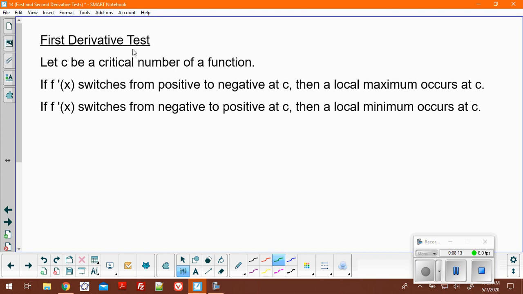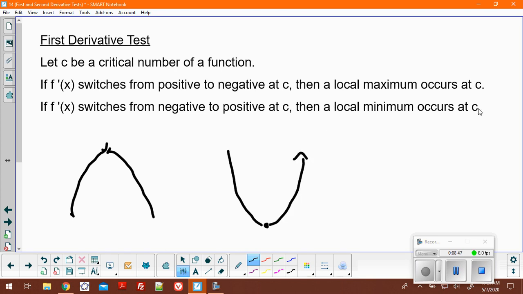So for the first derivative test, if we know a critical number, if our derivative switches from positive to negative at that critical number, then that means we have a local maximum. Because if the derivative was positive first, that means I was increasing. If it switches to negative, that means it's now decreasing. So the point in the middle had to be a max. If it switches from negative to positive, so that means I was decreasing first and then increasing, then that means I must have a local minimum at that point. So that's what that's saying.